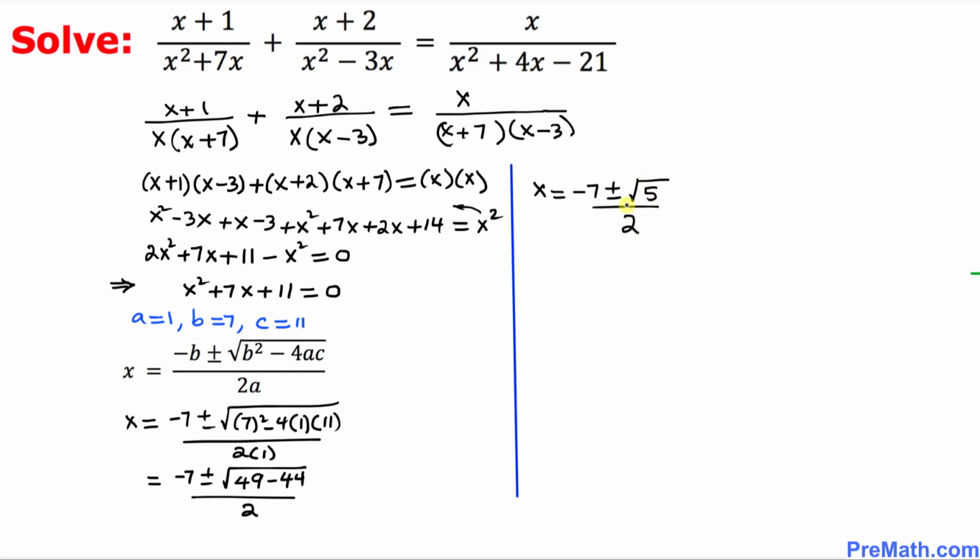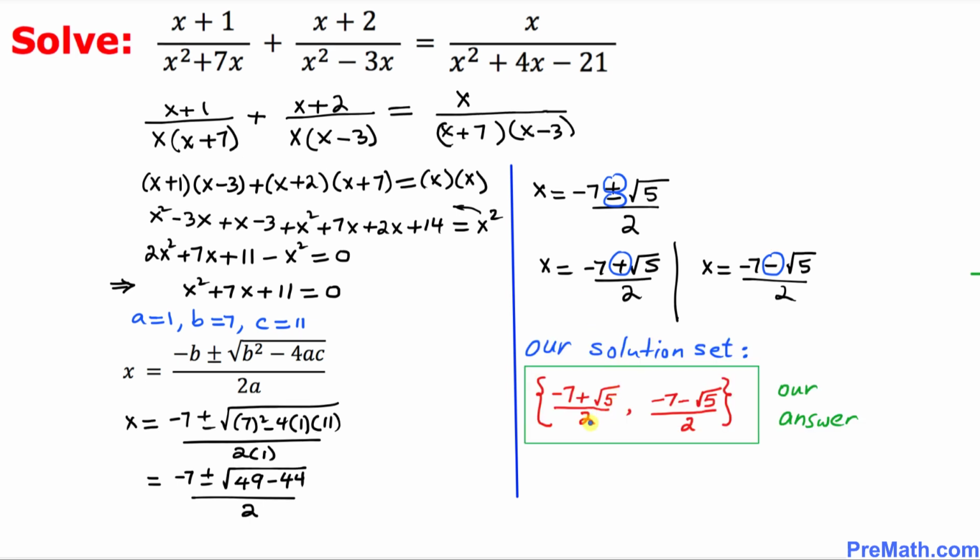divided by 2. And now we are going to split these signs, positive and negative. So one of our solutions is going to be x equals negative 7 plus the square root of 5, divided by 2, and the other one is going to be x equals negative 7 minus the square root of 5, divided by 2, one with a positive sign and one with a negative sign. So thus our solution set turns out to be right up here, and that is our final answer.